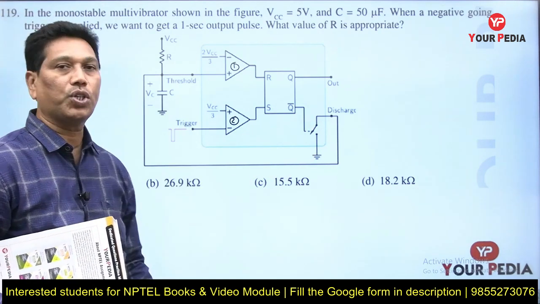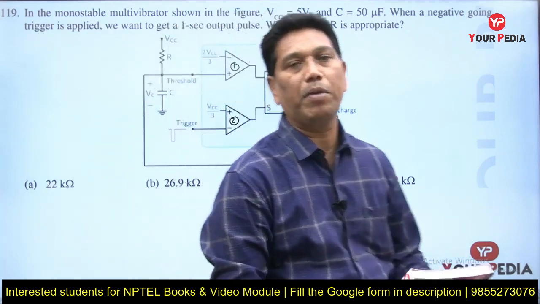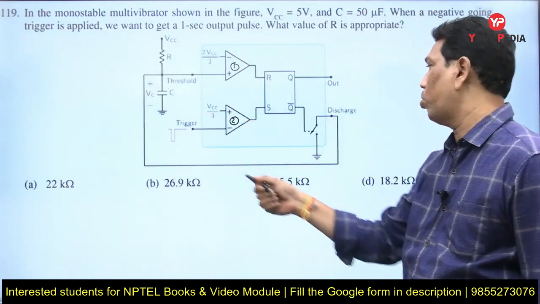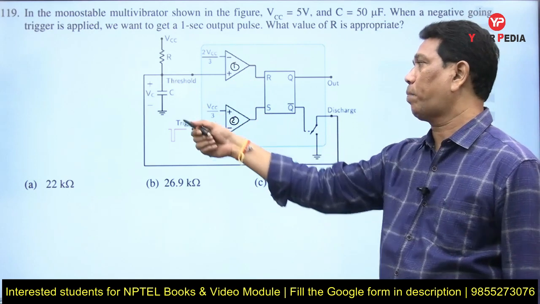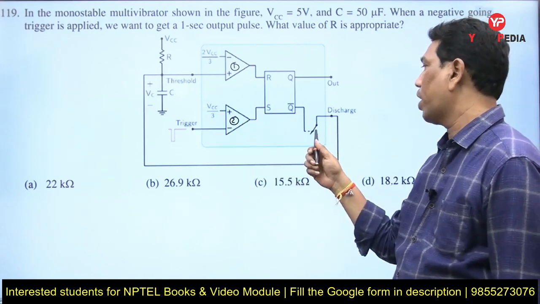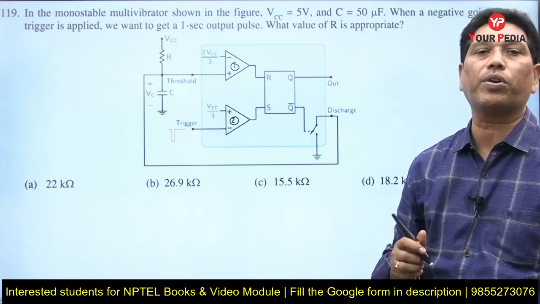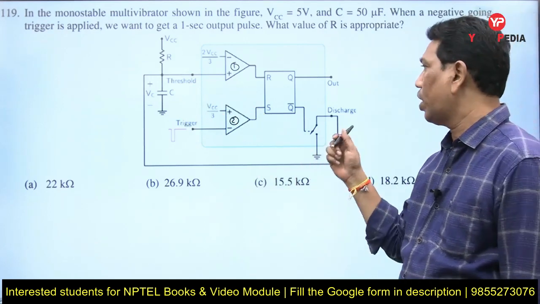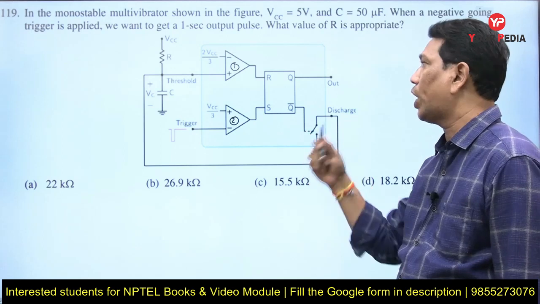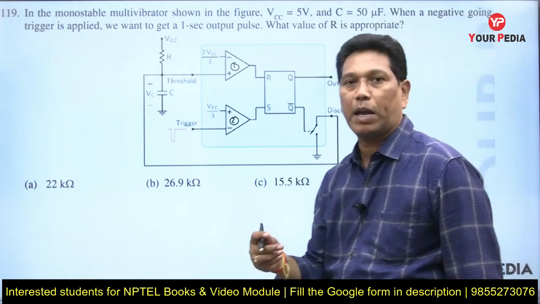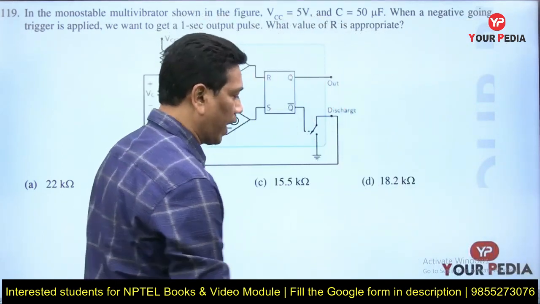What is the job of this discharge terminal? This discharge terminal allows the external capacitor to discharge through it. Sir, the discharging of the capacitor should be done through this discharge terminal. Confirm now? So now I can indicate the circuit diagram of this one.